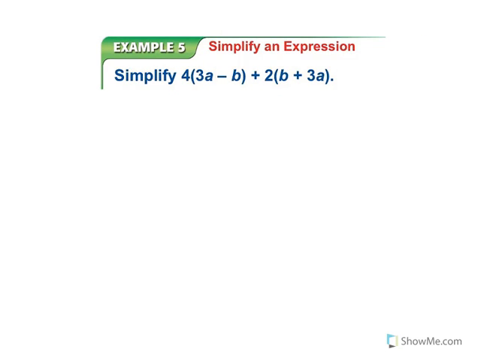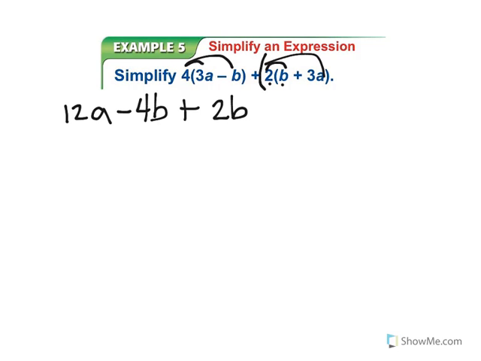Example 5. Simplify an expression. What we have to do first is apply the distributive property to both of these expressions. We get 4 times 3a, which gives you 12a. And then we have 4 times negative b, which is negative 4b. Plus, for the next one, we have 2 times b.